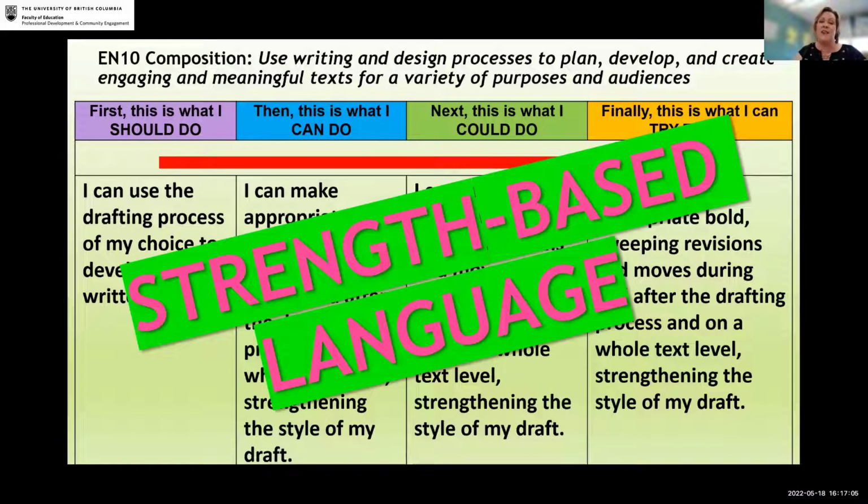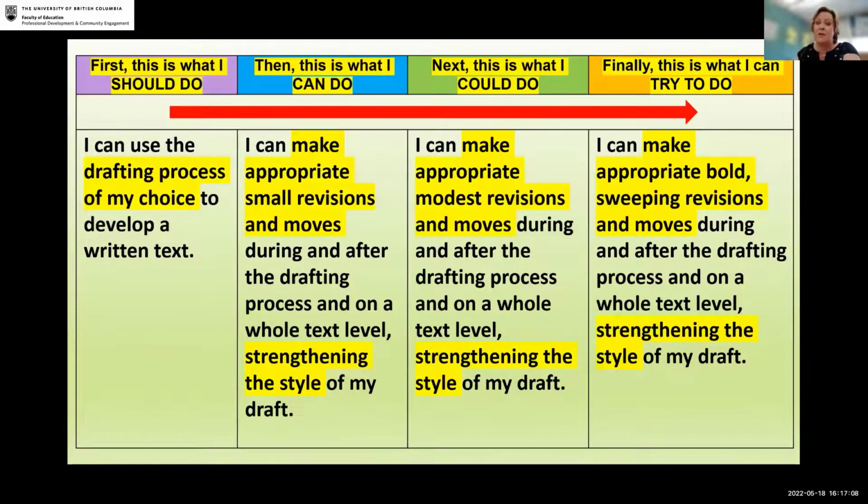Strengths-based language is the next piece. That's really, really important about this. Starting at the top of the page, instead of highlighting the emerging, developing, proficient, and extending first, this is what I should do. This is what I can do, could do, try to do. And there's no deficit-based language. Each of these rows is about what I'm doing well.